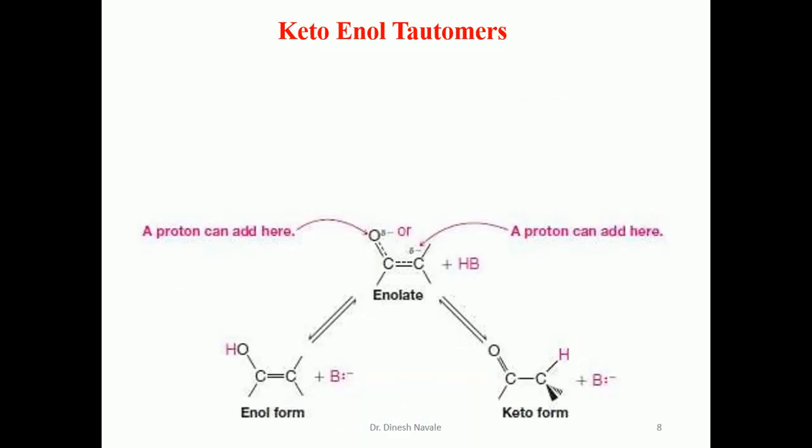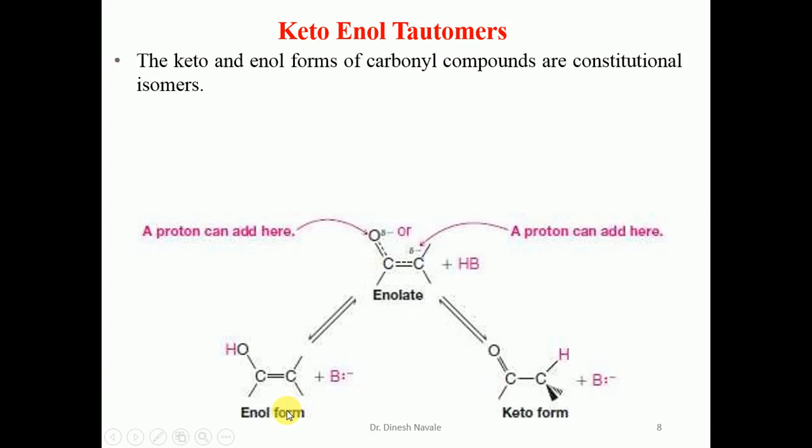So for keto-enol tautomers, this is the ketone form. When a proton is added here, on this carbonyl oxygen, we are going to get the formation of this enol. That means the double bond is here, OH will be there, and this is the keto form. So this ketone will be converted into the enolate, and then it will be converted into the enol. The keto and enol forms of carbonyl compounds are constitutional isomers.